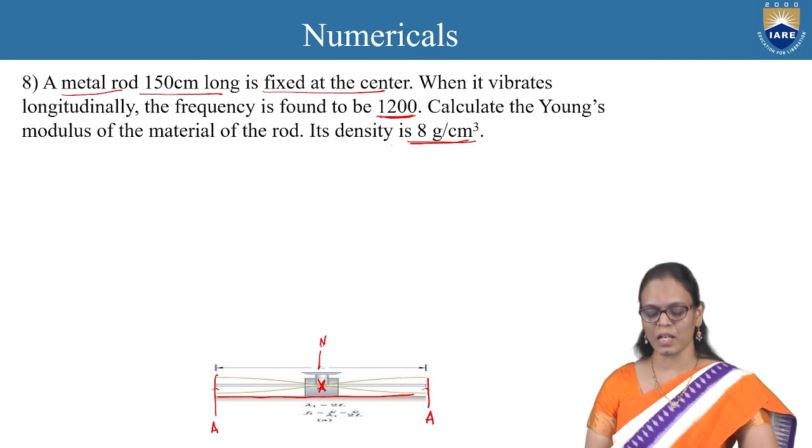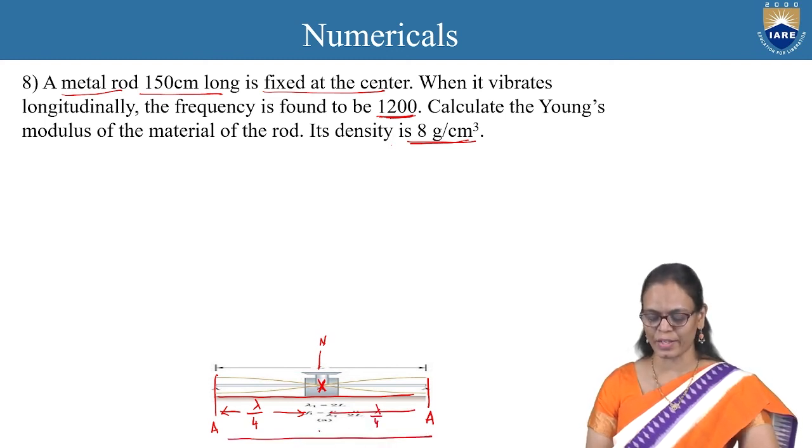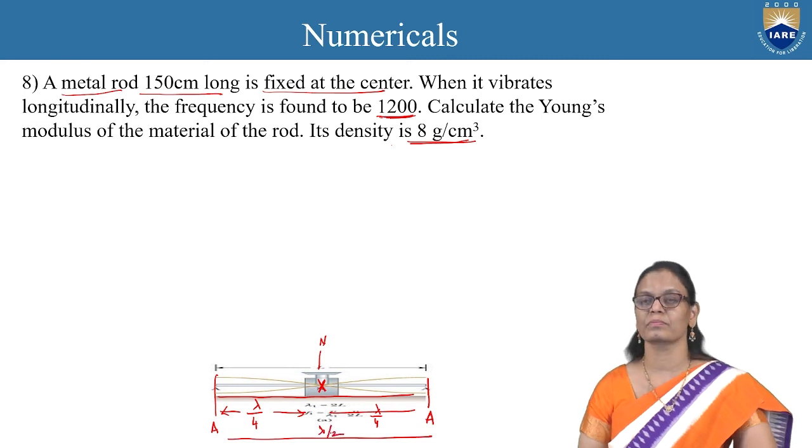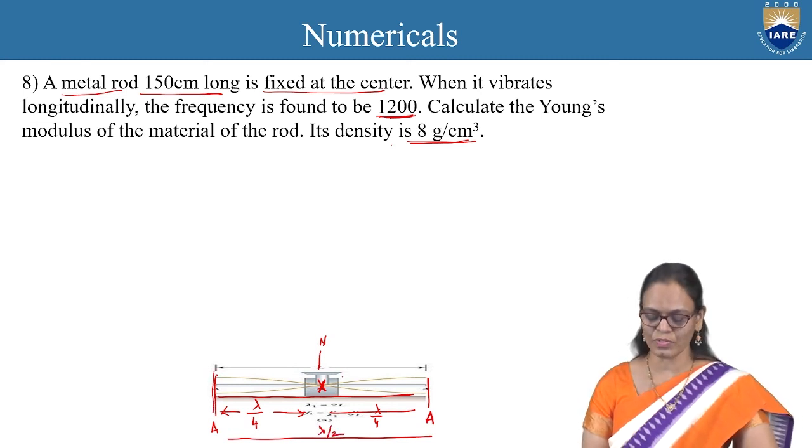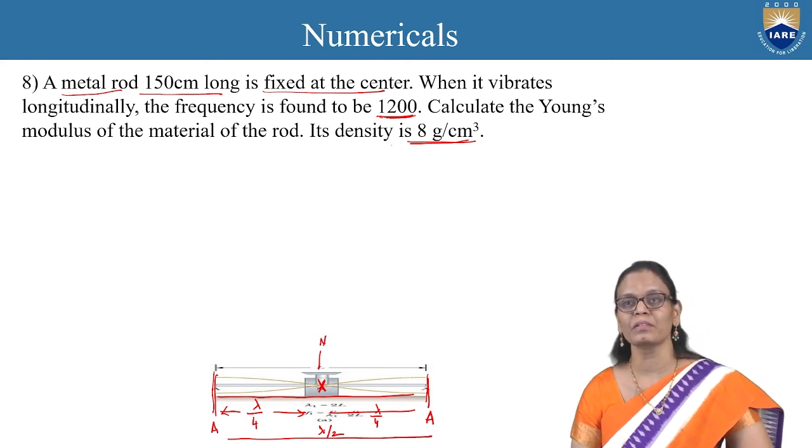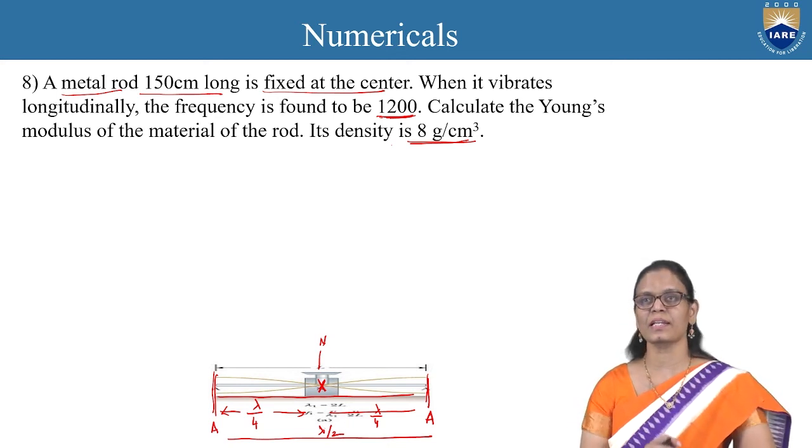Now we have seen in our basic definition, the distance between a node and an antinode is given by lambda by 4. This is again lambda by 4. Or you can directly write the distance between any two antinodes is lambda by 2. So the length of the wire is now denoted by lambda by 2. So with this understanding, we'll go to do the numerical.